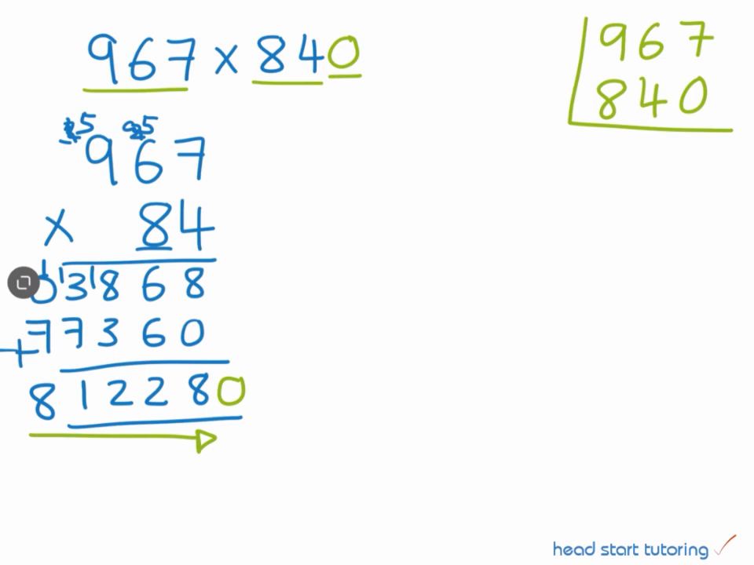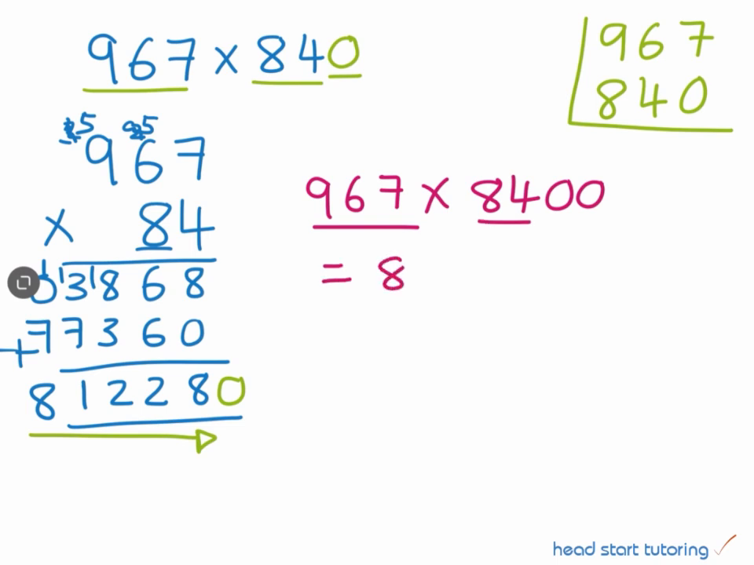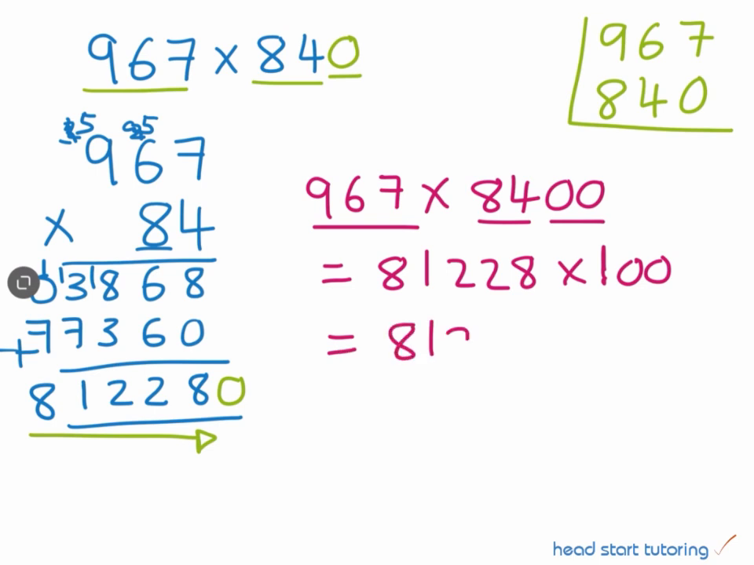And in the same way, if we are working with 967 times 8400, we just say 967 times by 84, which is equal to 81,228, and then we times it by 100, which is equal to 8,122,800.